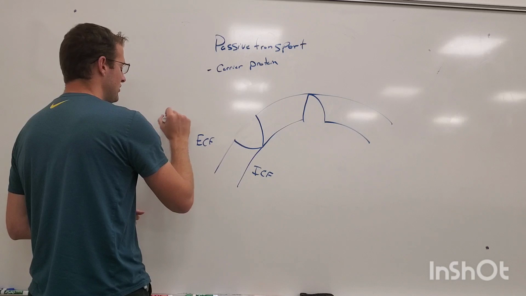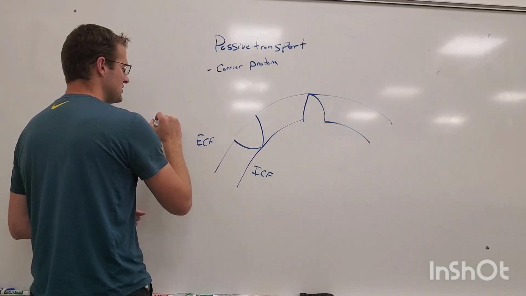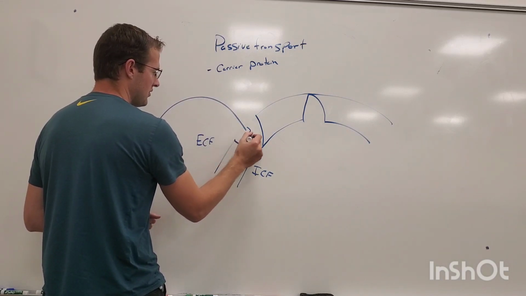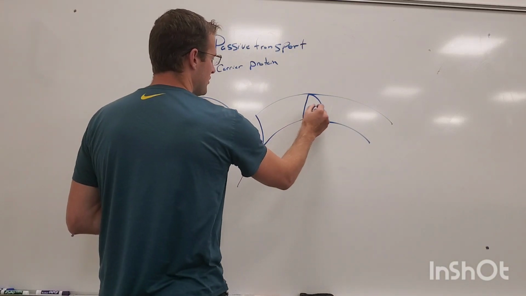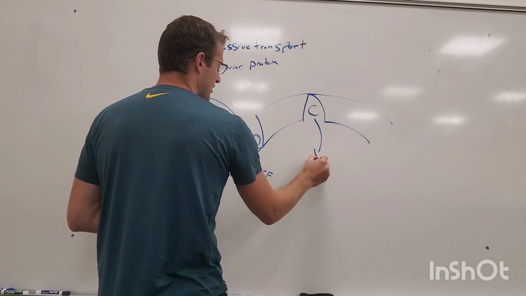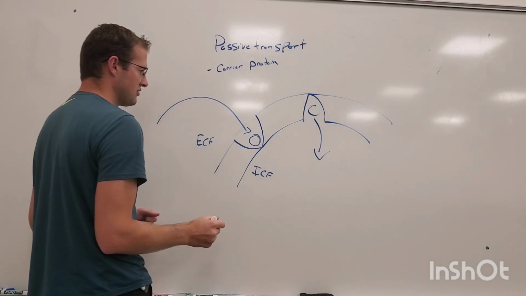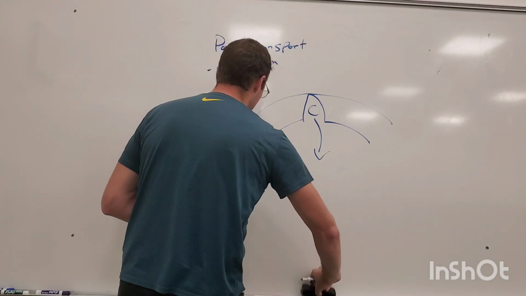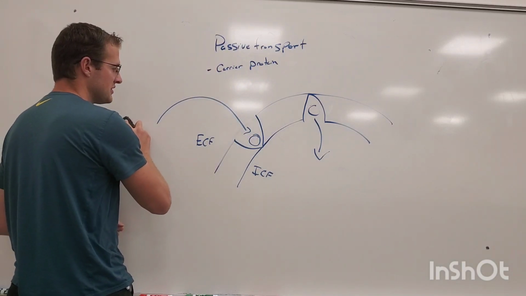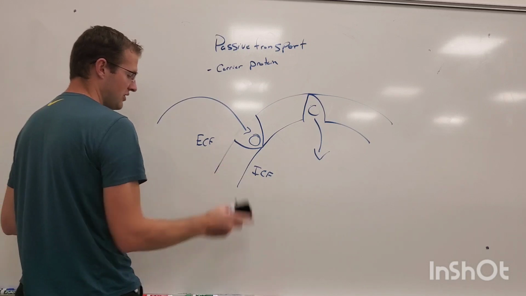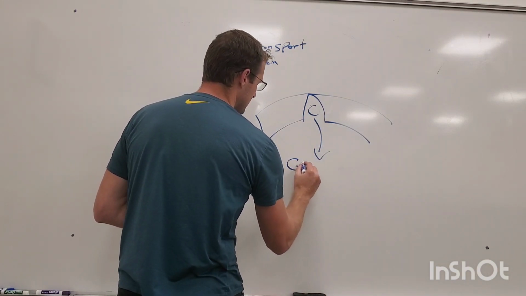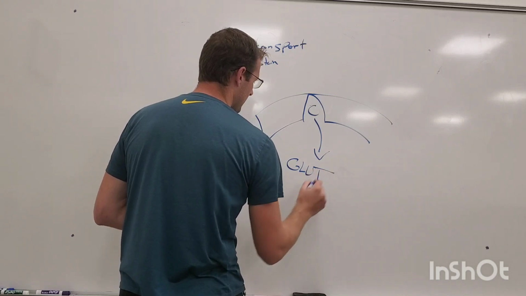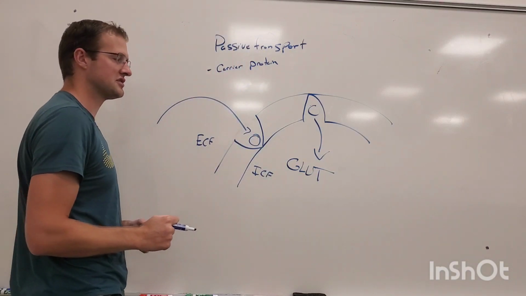If we have a molecule that the protein is specific for, it will come in and bind here, the protein will change shape, and then it will open to the intracellular fluid. Once again, these are specific to certain molecules. A common one is the GLUT receptors. These are what allow glucose into the cells of the body.